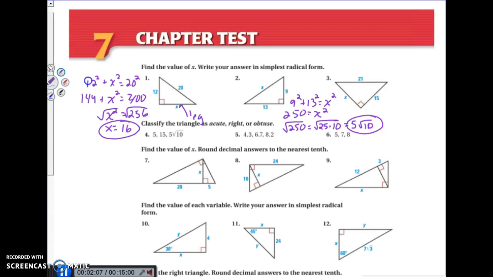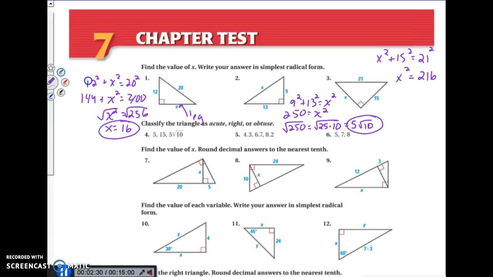Number 3, x is going to be set up as the leg. You end up with x squared plus 15 squared equals 21 squared. And when you do all that magical solving, you get x squared equals 216, which is actually a perfect cube, and I happen to know it because Mrs. Ringrose memorized a lot of perfect cube numbers.